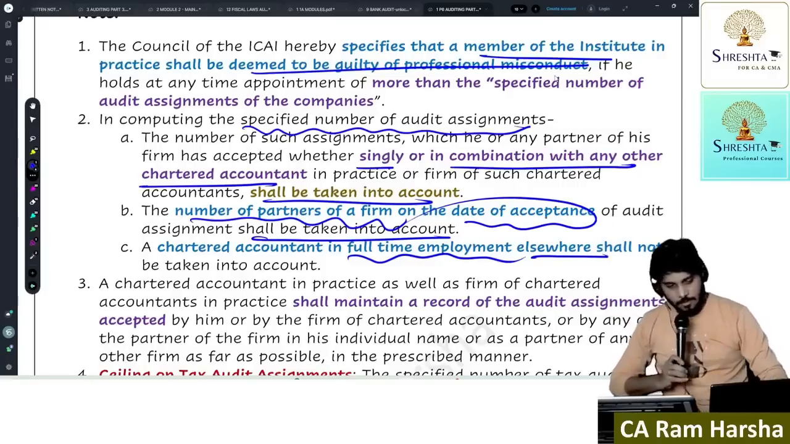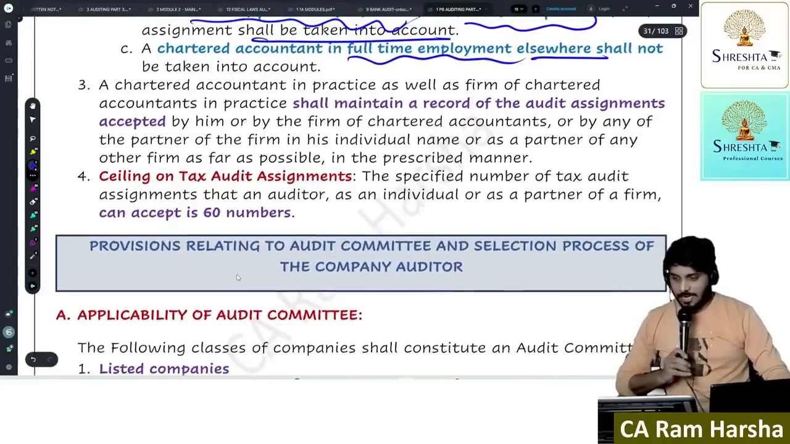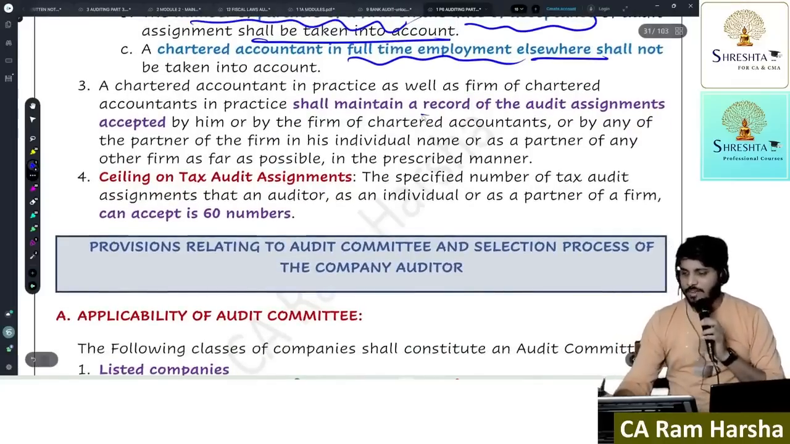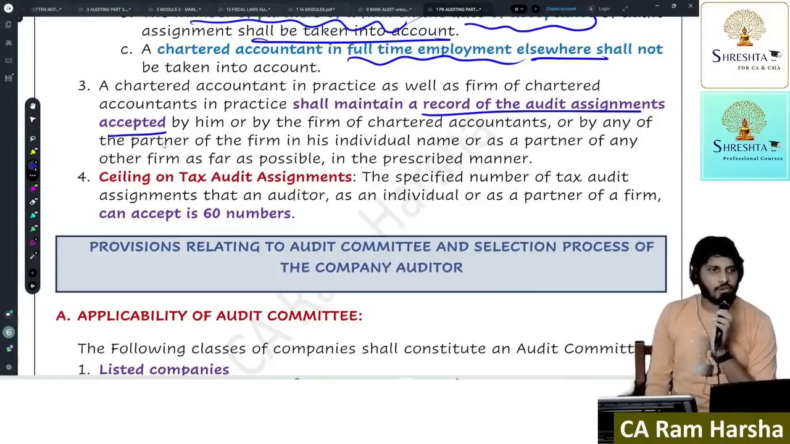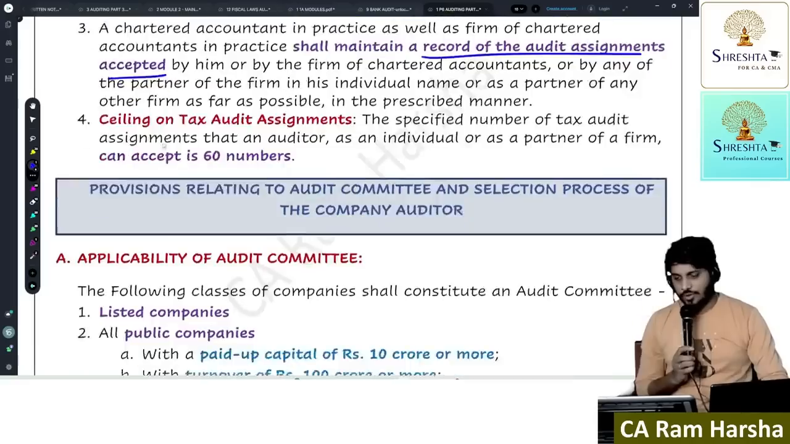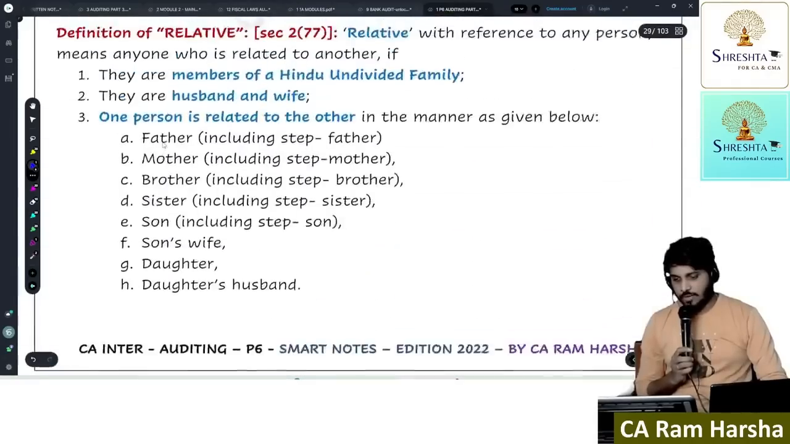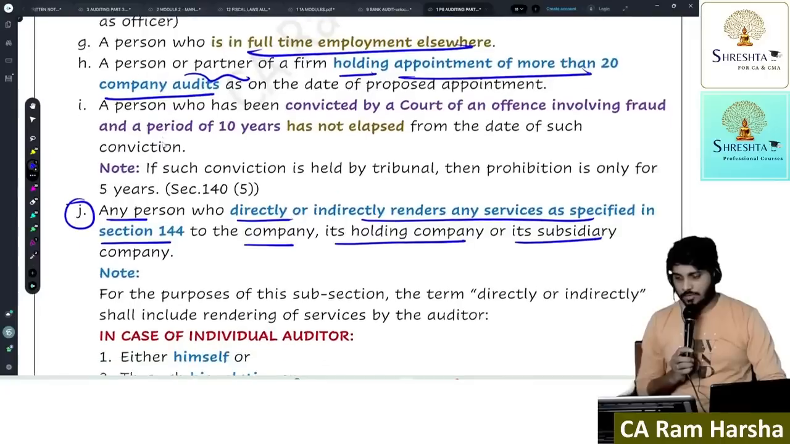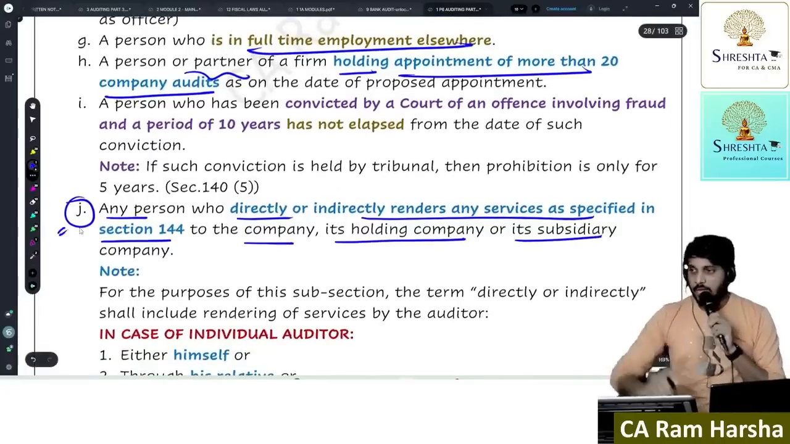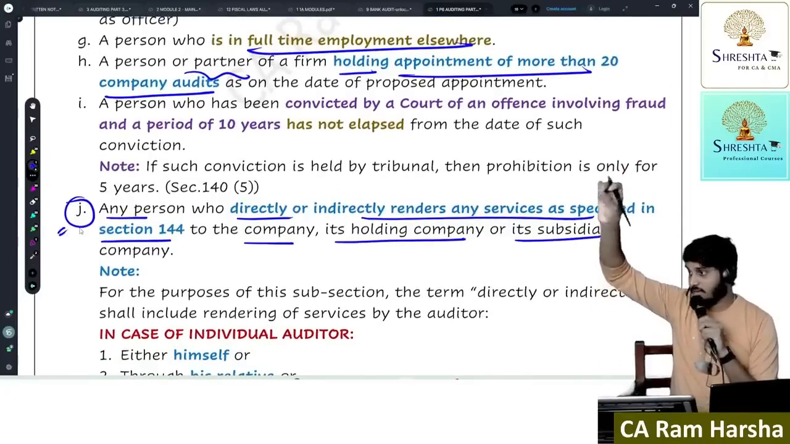Next. A chartered accountant in practice, what do they need to do? Everyone has to maintain a record of the works they are accepting. You need to maintain a record of your clients list. That's it. All of you clear? Then we have another important disqualification, prohibited services. I'm not covering every point. Remember, I'm only covering important disqualifications.